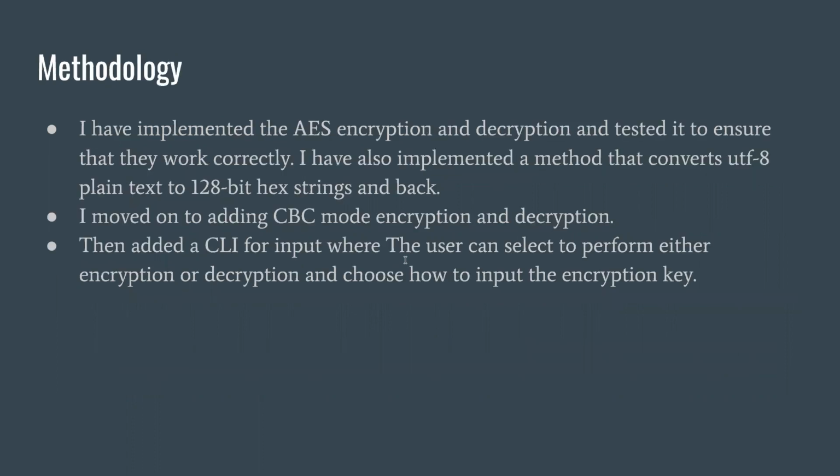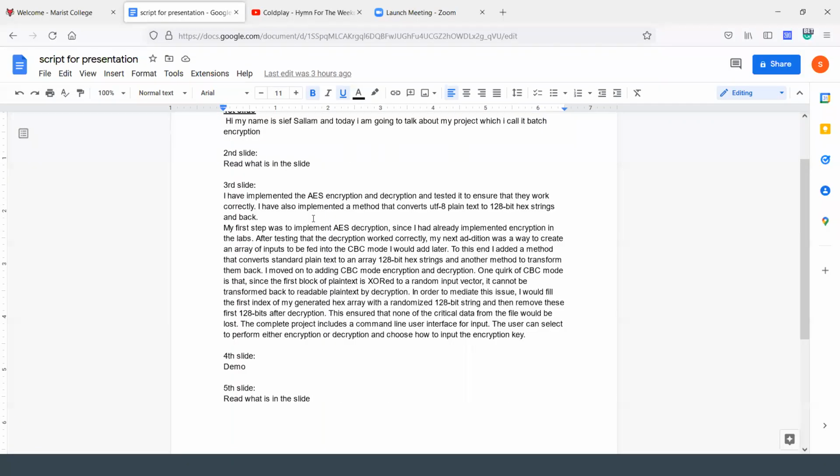Methodology. My first step was to implement AES decryption since I had already implemented encryption in the labs. After testing that the decryption worked correctly, my next addition was a way to create an array of inputs to be fed into the CBC mode I would add later. To this end, I added a method that converts standard plain text to an array of 128-bit hex strings and another method to transform them back. Then I moved on to adding CBC mode encryption and decryption.